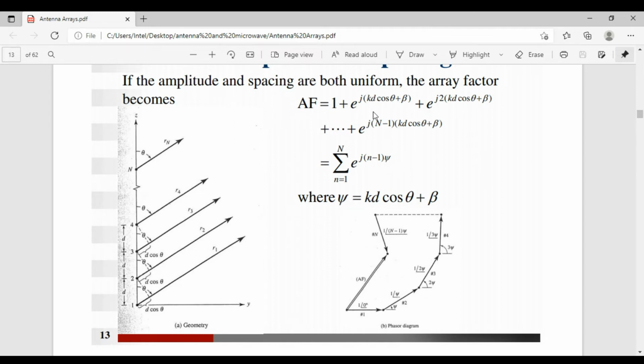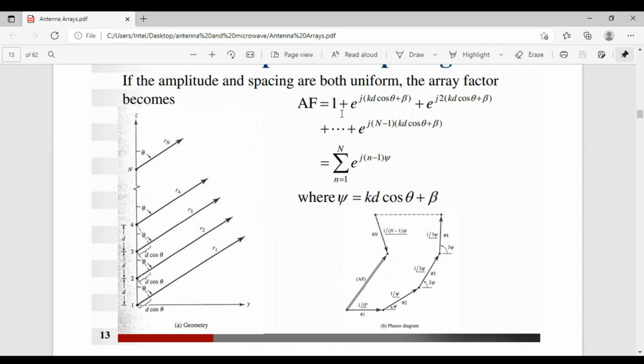So 1 plus e power j psi plus e power j2 psi plus e power 3j psi up to, here, the first component we have in this diagram is shown, 1, 2, 3 up to n. So in our equations, we can take it from 0: the first antenna element is denoted as 0, and the last one is n minus 1, 0 to n minus 1. Hence it is e power 0. What is the value of e power 0? e power 0 is 1.